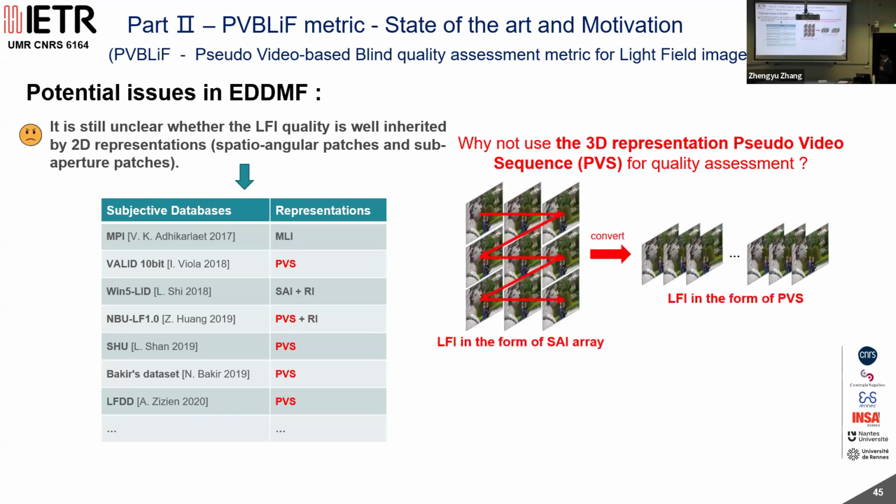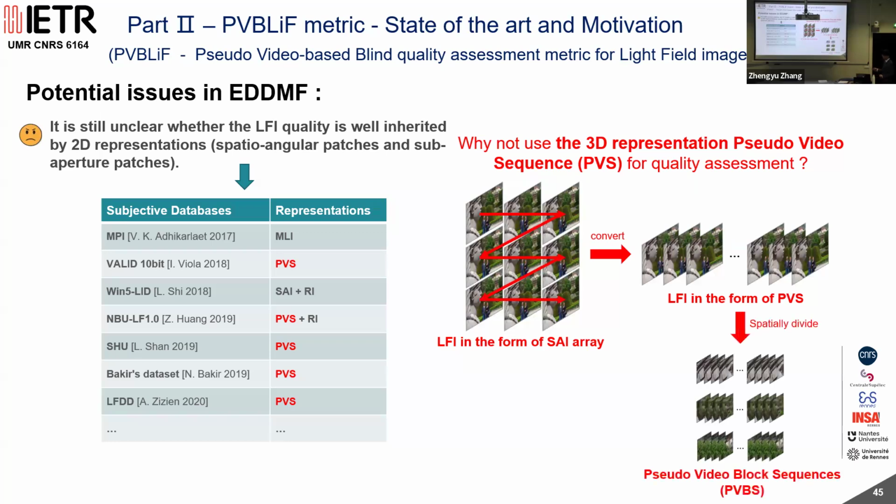And here the PVS is generated by arranging each view of the light field image as a frame, and then displaying all the views in a certain order. And then we spatially divide the PVS into a large number of 3D patches, and that is to ensure enough training samples to train a deep model. And here, each 3D patch is therefore a pseudo video patch sequence. That is the PVPS.